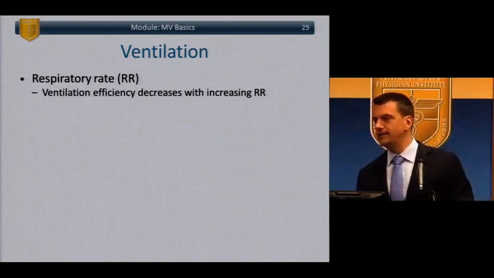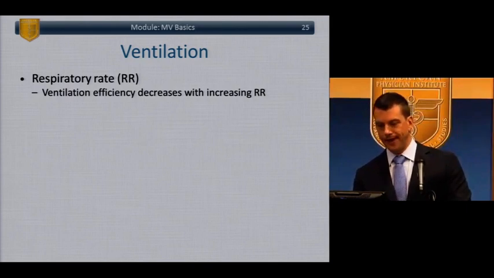The respiratory rate, again, targets ventilation, and this is what we're doing with CO2. Remember that ventilation efficiency decreases with respiratory rate increases.